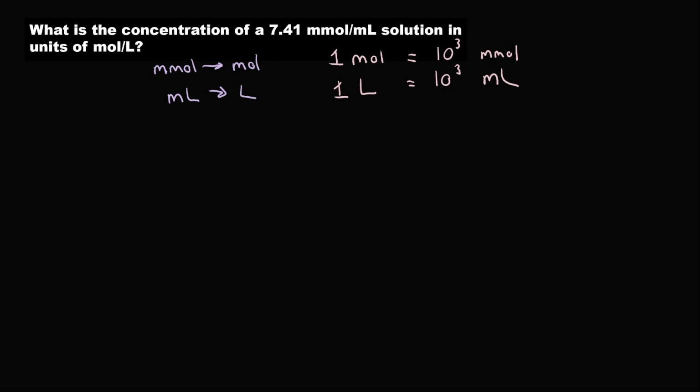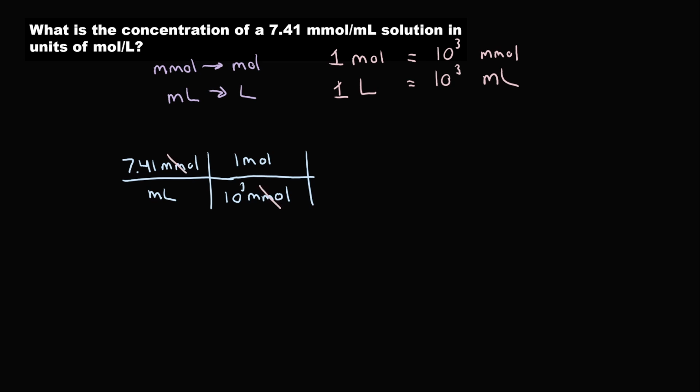And that's when we write out in our table 7.41 millimole per, and so we'll put that on the bottom, milliliter. And so let's work on canceling out the millimole first. So we're going to put 10 to the 3rd millimole on the bottom is equal to 1 mole on top. And so millimoles cancel out, and we're left with units of moles in our numerator.